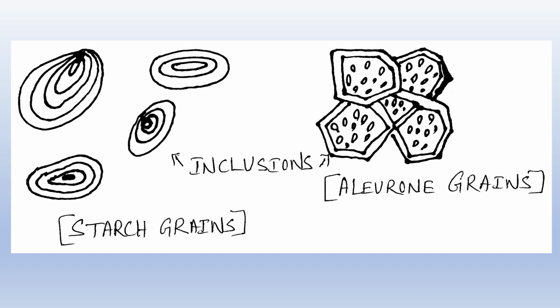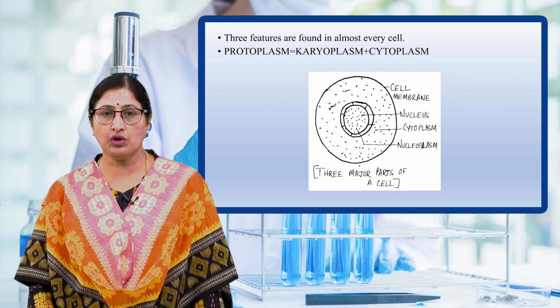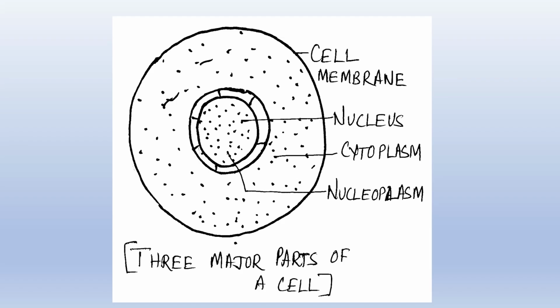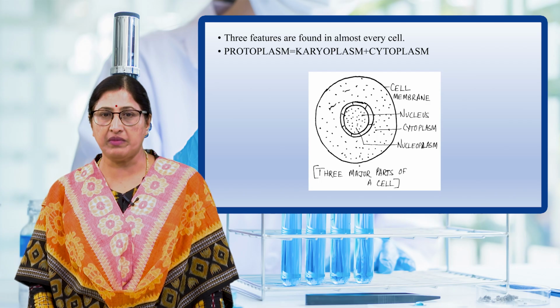Three most important features that are found in almost every cell: protoplasm, cell membrane. These are the two structures. Now, the protoplasm is again divided into two types, that is cytoplasm and nucleoplasm. Children, see the diagram very carefully. The outermost layer is the cell membrane because the structure is of an animal cell, and the nucleus is present at the center. The nucleus is surrounded by nuclear membrane and it consists of cytoplasm and nucleoplasm or karyoplasm. When the cytoplasm and karyoplasm combine with each other, that forms protoplasm, that is the fluid matrix of the cell.